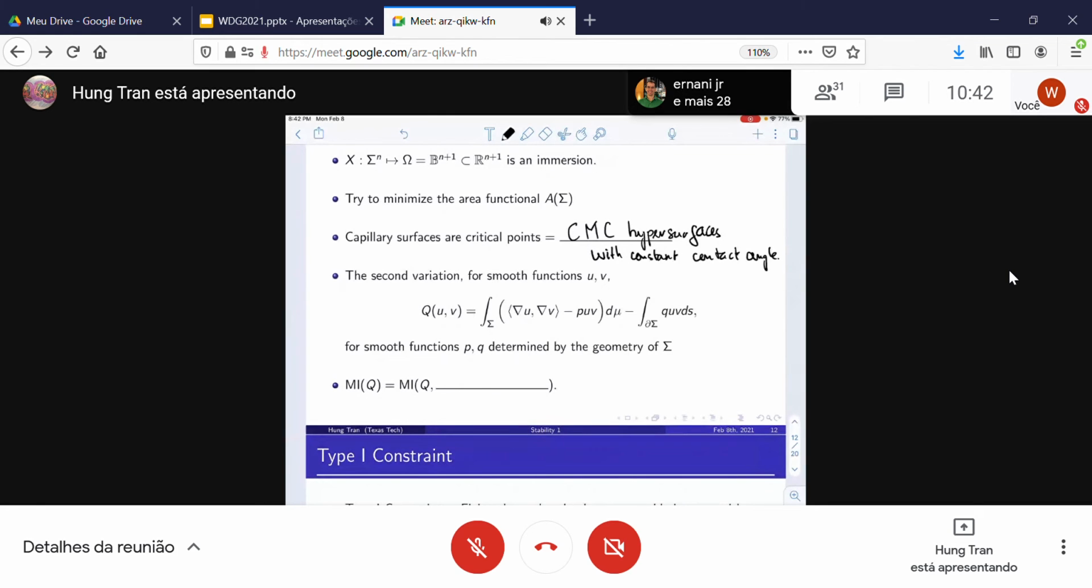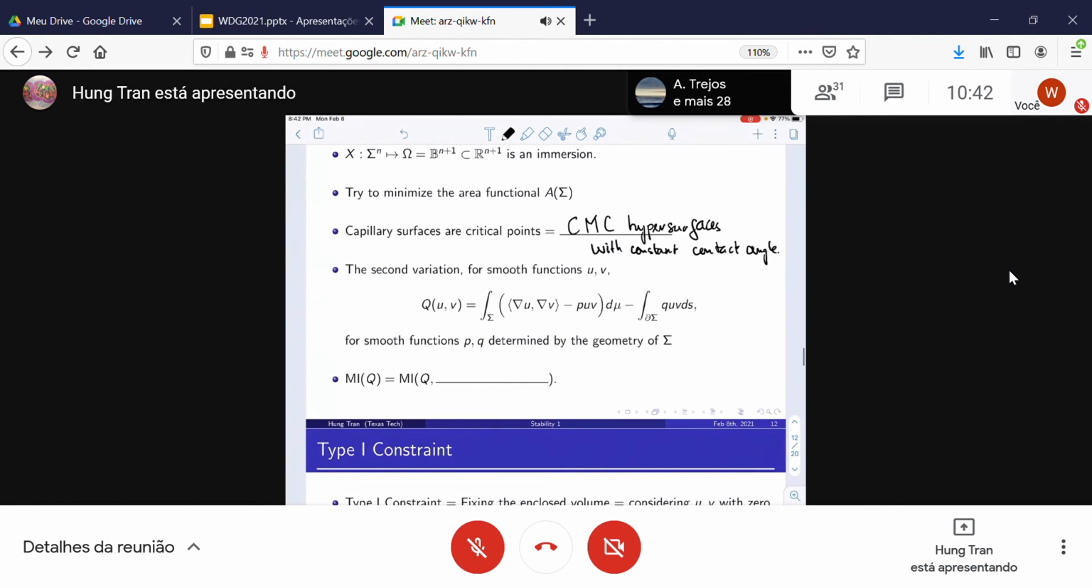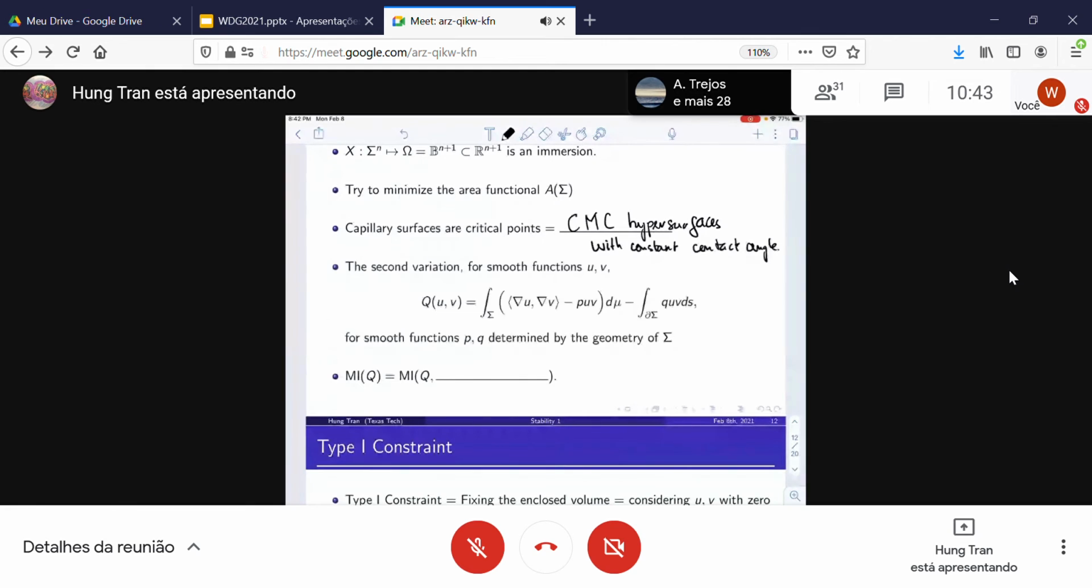And the second variation, again, let me rewrite it here. You see clearly it is an integration over the interior and another integration over the boundary. And the index here is just the index of this symmetric bilinear form on the function space, a smooth function. So here you consider a smooth function.